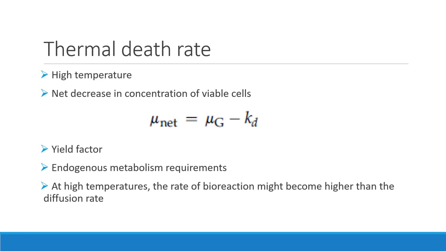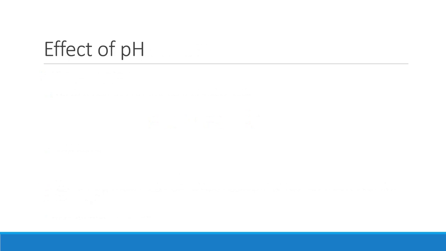That is, the endogenous metabolism increases with increasing temperature with an activation energy of 60 to 85 kJ per mole, resulting in a decrease in the apparent yield. The temperature also affects the rate limiting step in the fermentation process. At high temperatures, the rate of bioreaction might become higher than the diffusion rate and the diffusion would then become the rate limiting step. The next important parameter to be maintained in the bioprocess is pH.